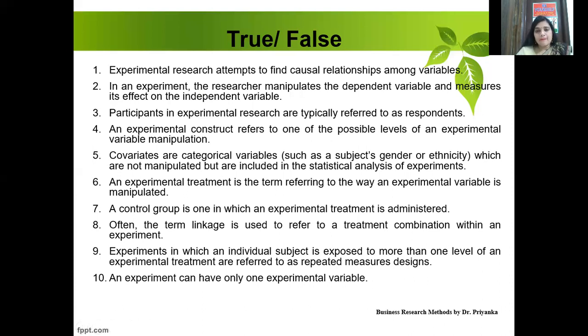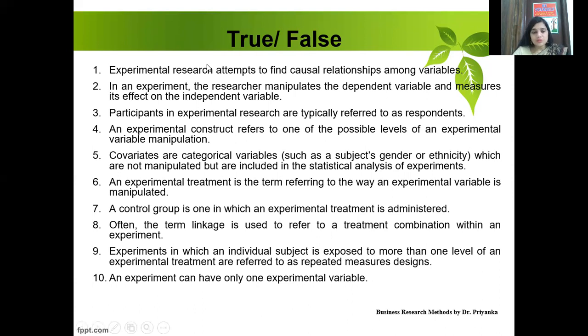Third is, participants in experimental research are typically referred to as respondents. Is it? When we talk about experimental research, it is subjects. Participants in the research are typically referred to as subjects, not respondents. Respondents are what we call participants in survey research, right? So it is false. Fourth, an experimental construct refers to one of the possible levels of an experimental variable manipulation. Is it? No, this describes an experimental condition.